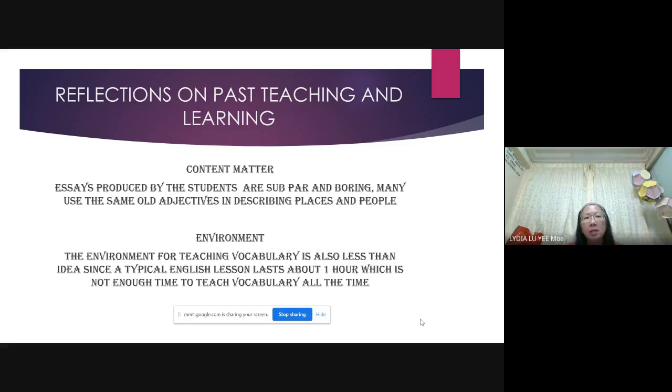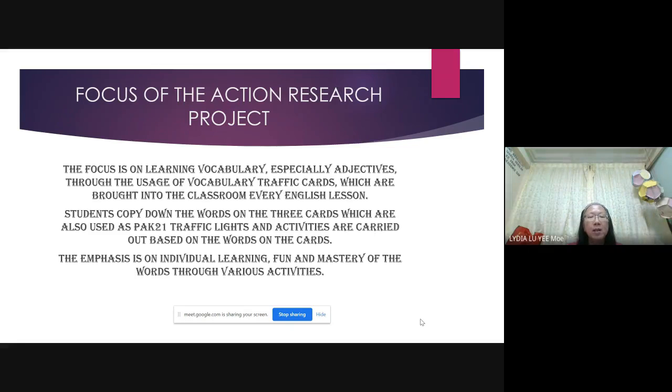So after mulling over the problems, I decided to focus the action research project on teaching the students vocabulary through the usage of vocabulary traffic cards, which is what I call this innovation. These 2-in-1 cards, vocabulary traffic cards.